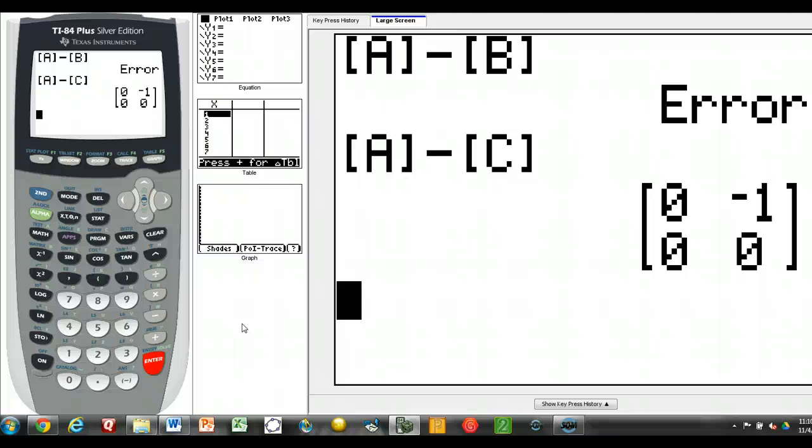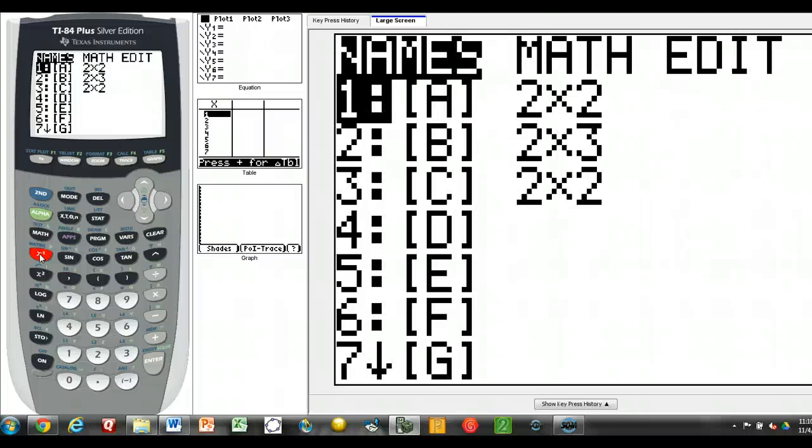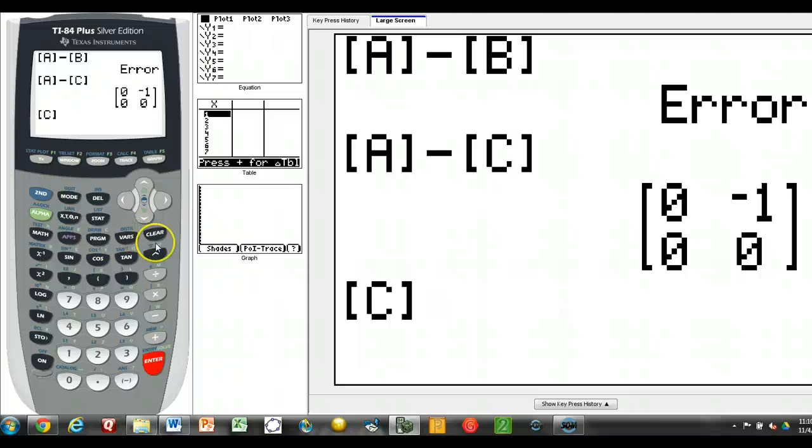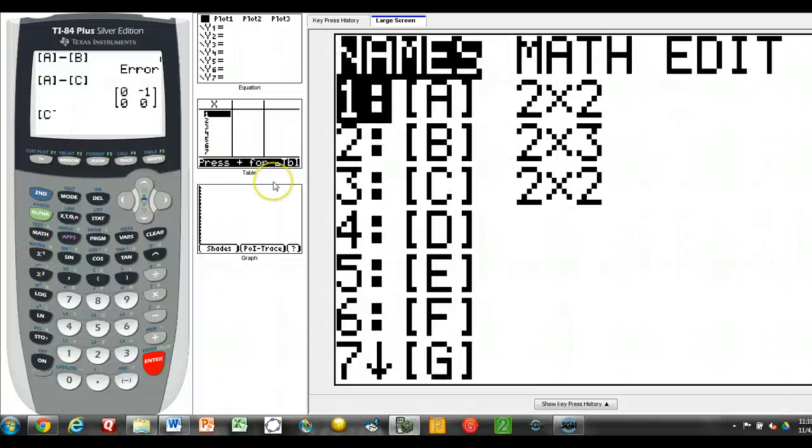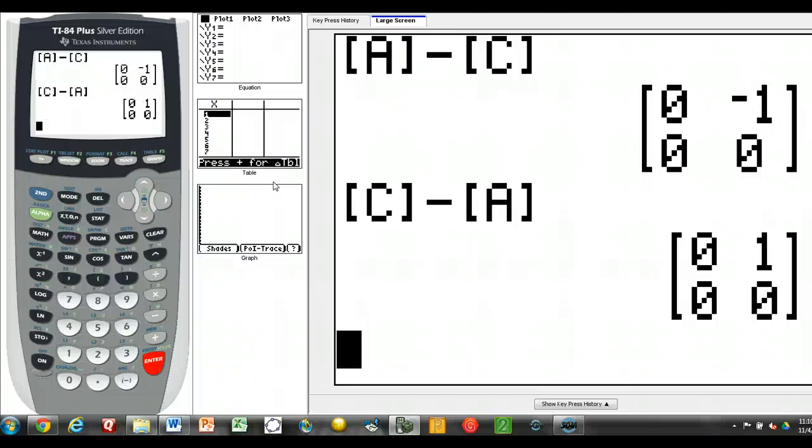Okay, so let's go and try matrix C minus matrix A. So second matrix, and we want C minus A. Both matrices are 2 by 2, so we should get an answer. But notice we do not end up with the same matrices. This matrix has a -1 in the upper right hand corner. This matrix has a +1 in the upper right hand corner. So what this tells us is that subtraction is not commutative. All that simply means is that the order does matter. Okay, you have to be very specific on the order when you subtract matrices.